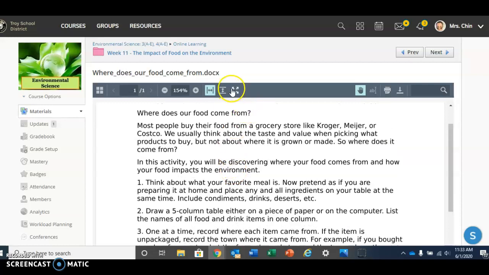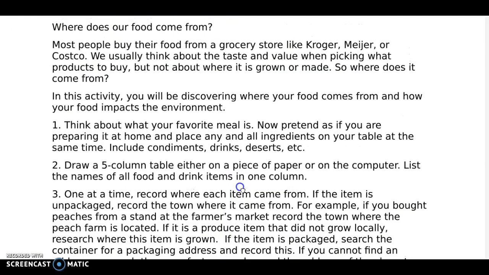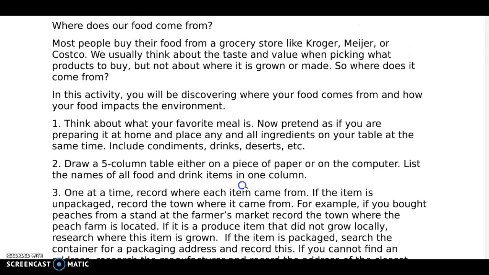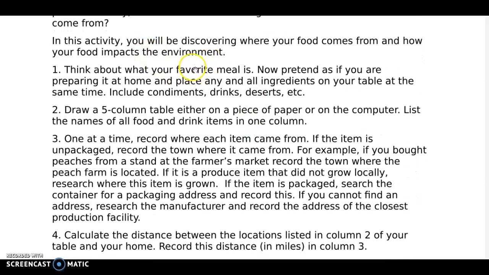Most people buy their food from a grocery store, but not understanding about where it is grown or made. So think about a favorite meal or a recent meal. Might be helpful to do something more recent since you'd still have the packaging from that meal. It could also be a snack, a number of snack items, but overall you're going to need 5 food items that you've eaten recently. You can include any 5.